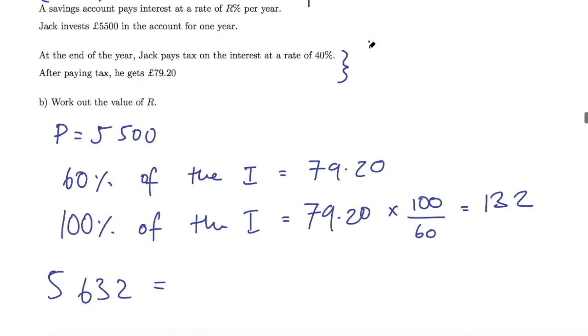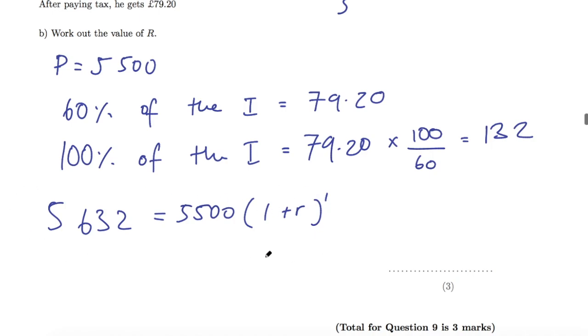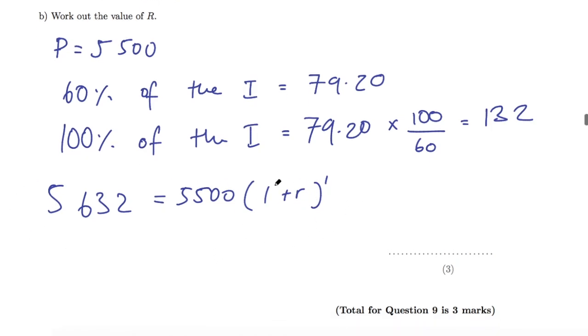And then using the compound interest formula, which looks like this, we can say that what he ends up with at the end of the year should equal 5,500 multiplied by 1 plus the rate to the power of the number of years. In this case, it's just 1. So using this formula, this will allow us to find R if we rearrange to find R here. So firstly, divide 5,632 by 5,500. And if you do that calculation, you get 1.024.